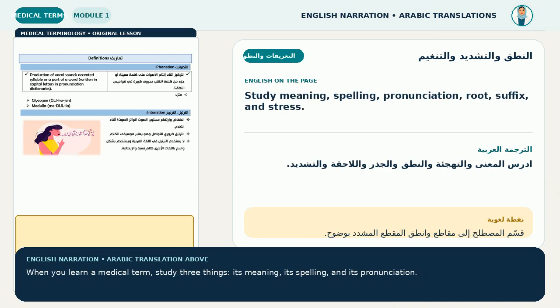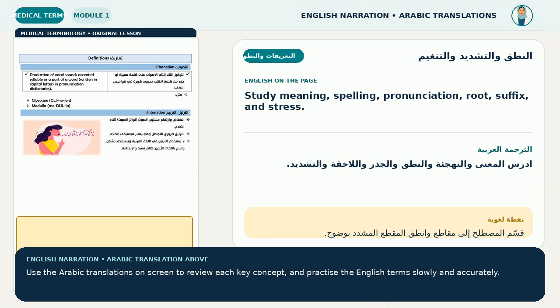When you learn a medical term, study 3 things: its meaning, its spelling, and its pronunciation. Break the word into syllables, identify the root and suffix, then say the stressed syllable clearly. This completes the introduction to medical terminology. Use the Arabic translations on screen to review each key concept and practice the English terms slowly and accurately.